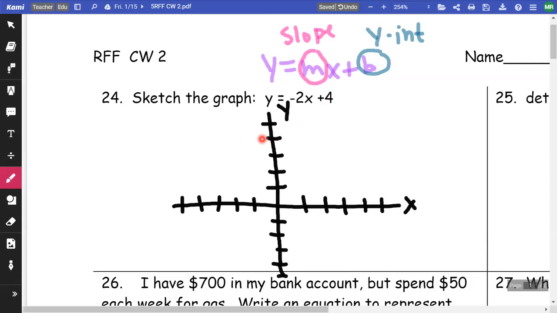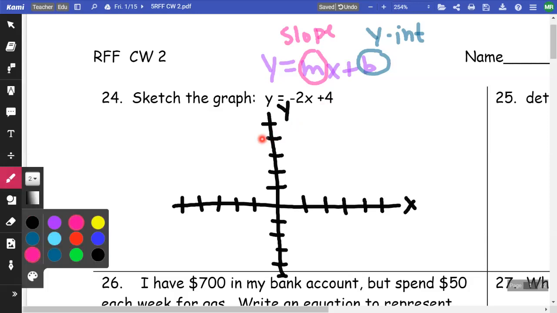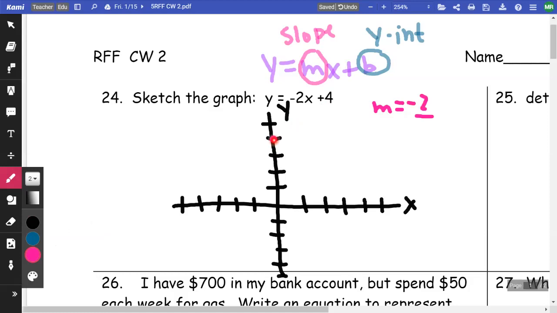Okay, so that's going to go right here. And then I'm going to be going, because my slope is a negative 2. Let's make that a little better. A negative 2. So our m is negative 2, and that's really negative 2 over 1. So what that means is we're going to go down 2, right 1. Okay, I'm going to go down 2, right 1.